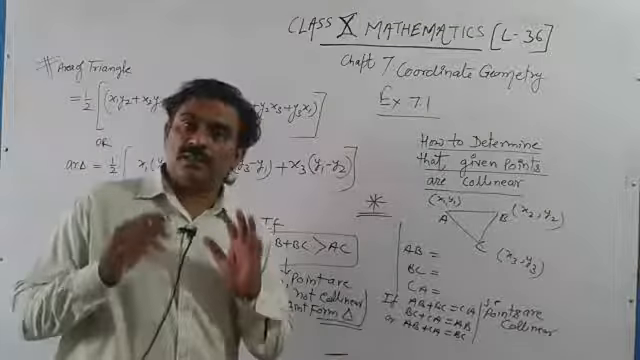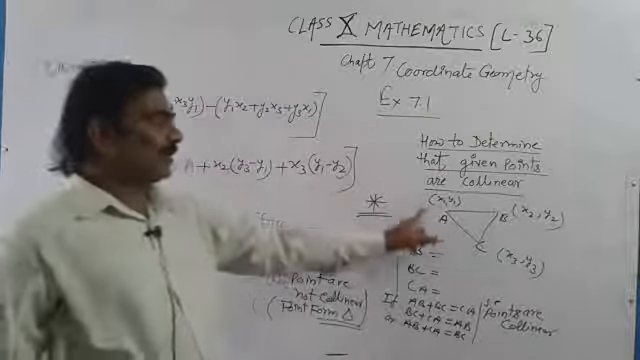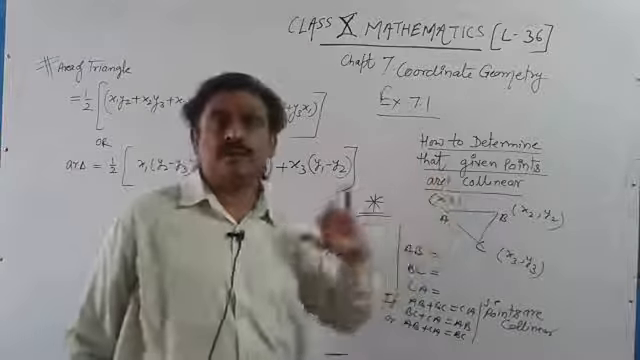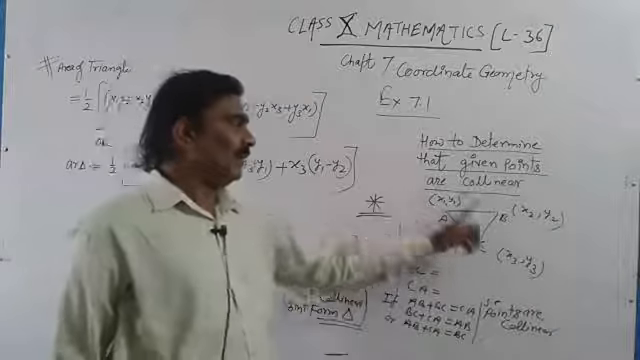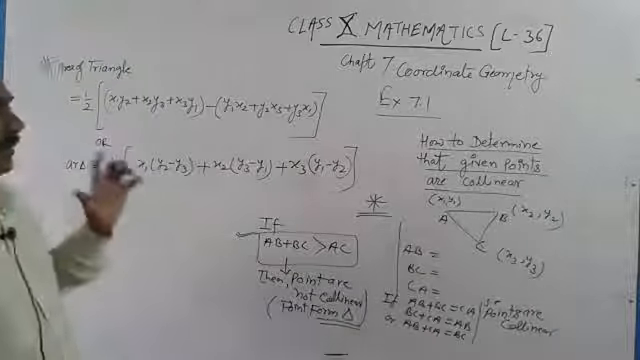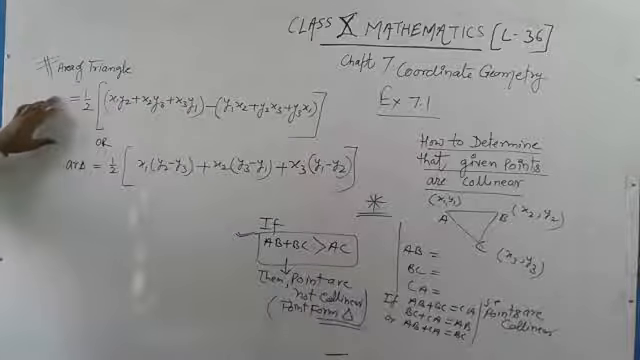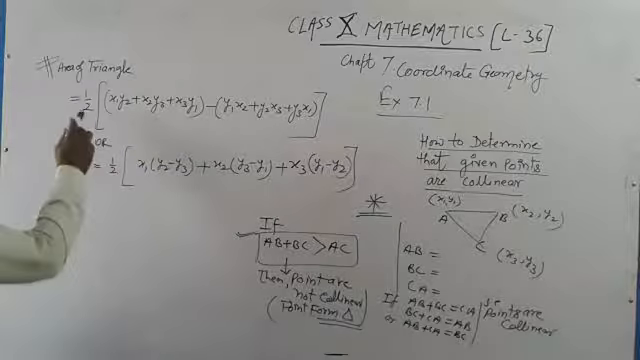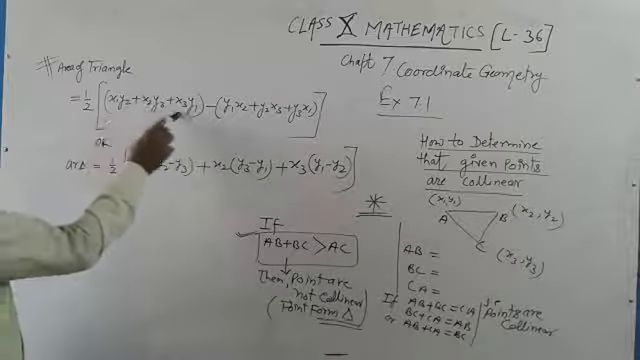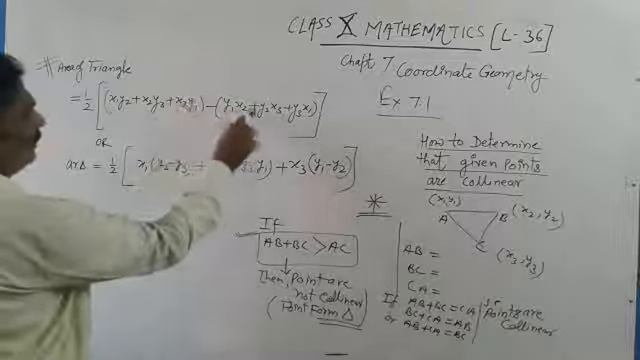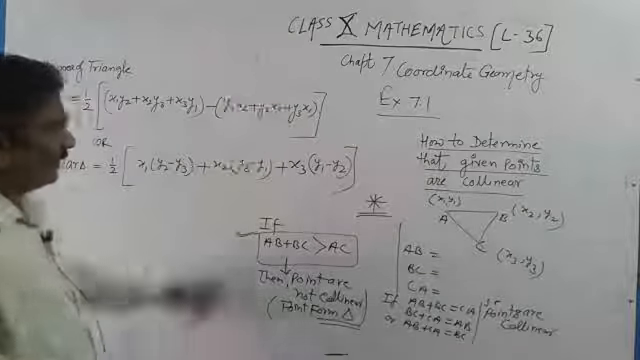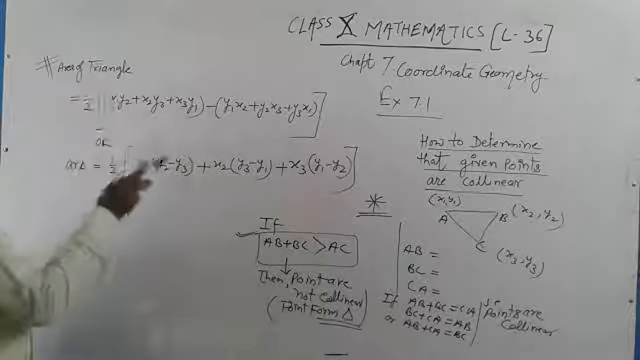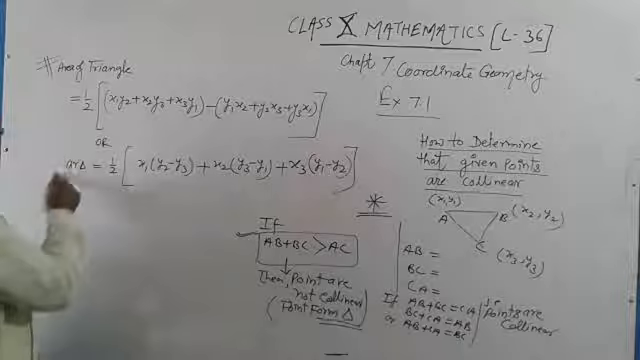Your question is the same. Suppose you are given x1, y1, x2, y2, x3, y3. No doubt, students, here you will be given some numbers. Assuming A, B, C, the area of the triangle using this formula, which you will study in the coming exercise, is 1 upon 2 times [x1(y2 - y3) + x2(y3 - y1) + x3(y1 - y2)]. Or this one: these are two same formulas. So you may use this or that.